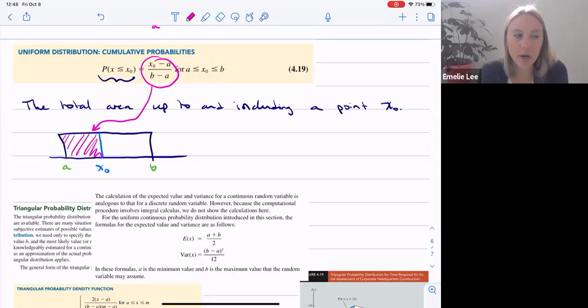So cumulative probabilities are going to be really important because we can use them, and you've probably already seen them for the normal distribution. The Z table, for example, just gives you the areas to the left. And so those are cumulative probabilities.